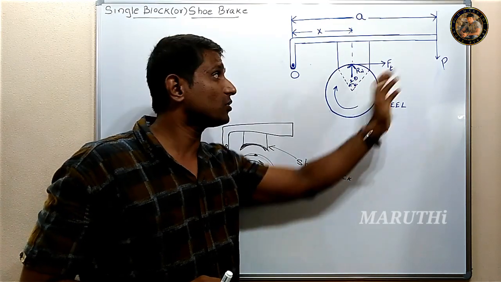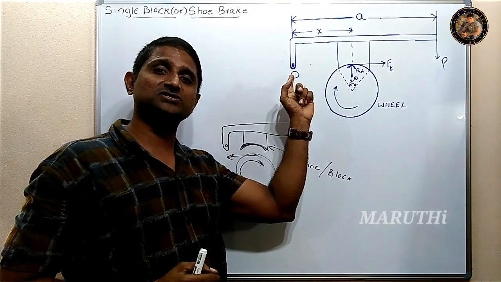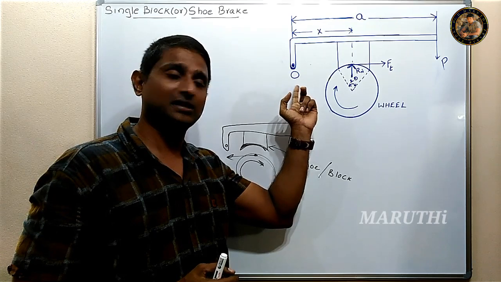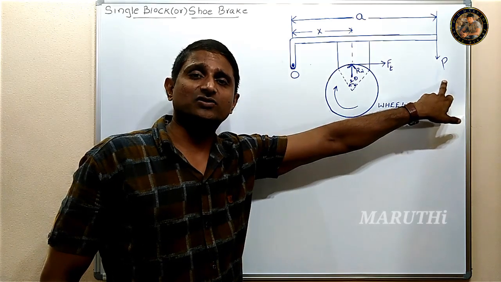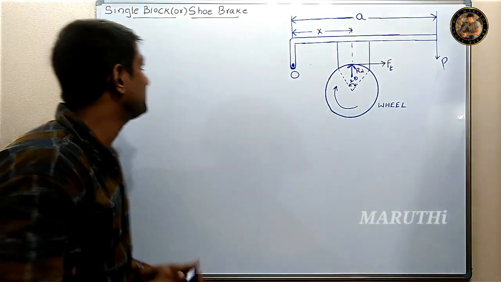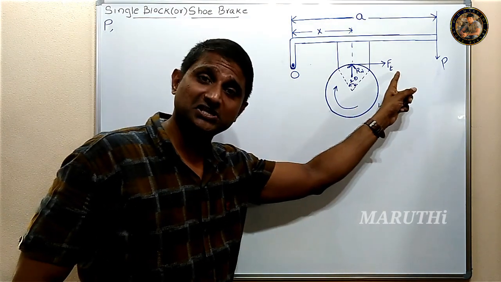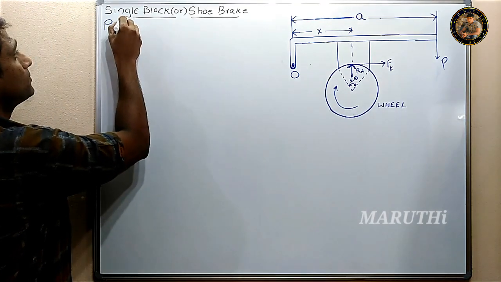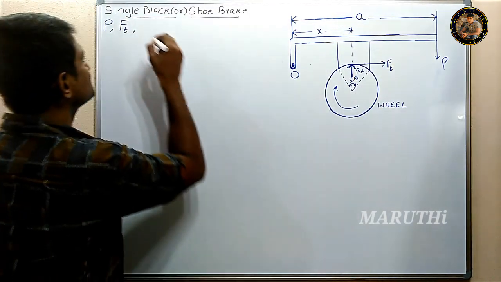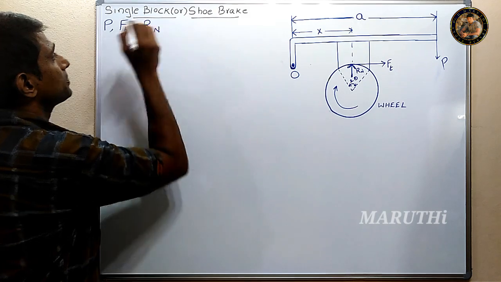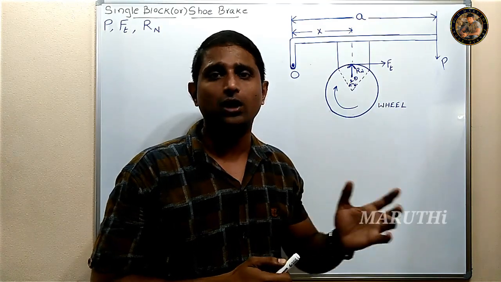So these forces develop because of the force P, which is applied at the end of the lever. This lever is fixed at this point. It's a pin joint, or you can call it pivoted at this point O. So O is nothing but the fulcrum of the lever. P is the force applied at the end of the lever. And F suffix T is the frictional force on the shoe, whereas the reaction force on the shoe brake is R suffix N. So these are the three forces to be considered when we take the equilibrium of that shoe or block.